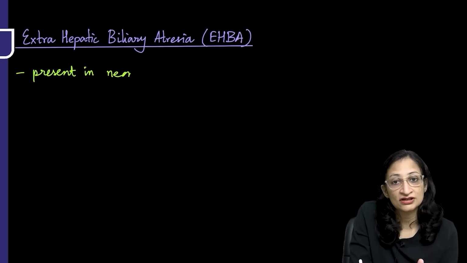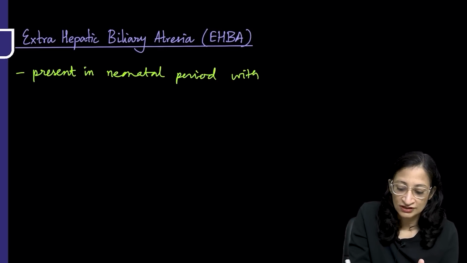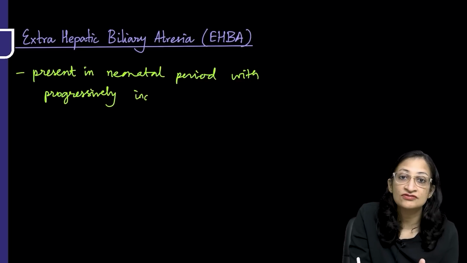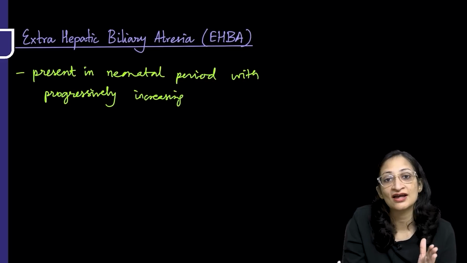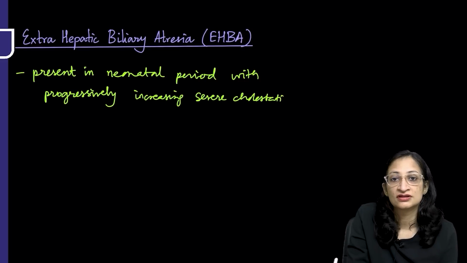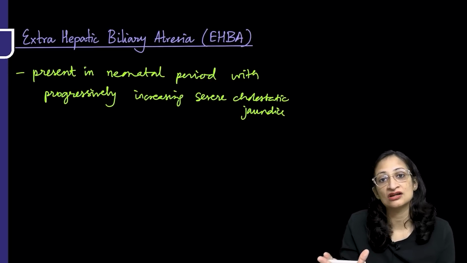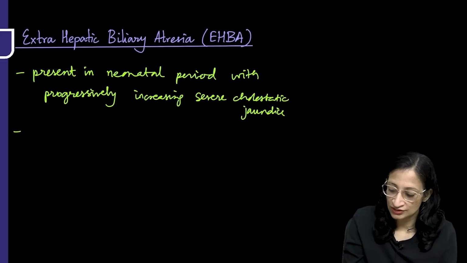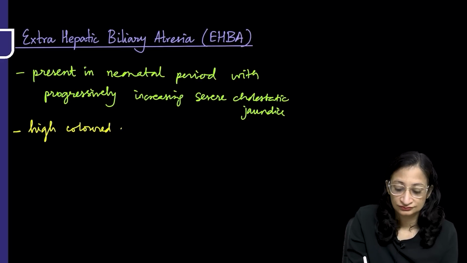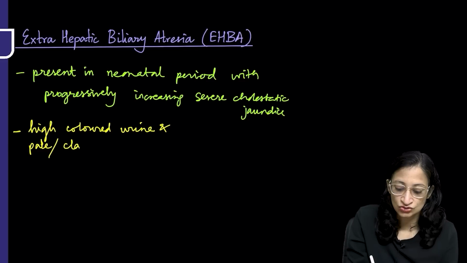It will present, usually in the neonatal period, with progressively increasing severe cholestatic jaundice or conjugated hyperbilirubinemia. And you can get a history of high colored urine, that means very dark yellow urine, and pale or clay colored stools may be present.